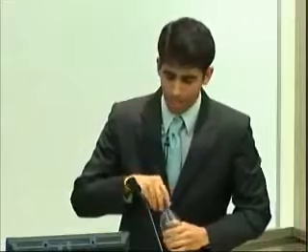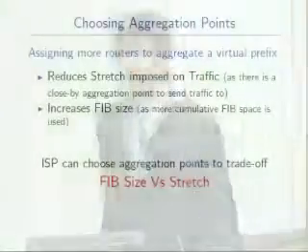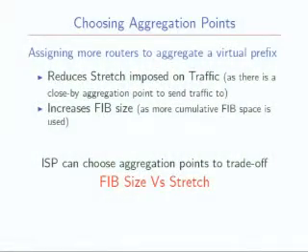Now, if you think about it, the choice of which routers aggregate a given virtual prefix is an important one. Because the more aggregation points you have, the less stretch you'll impose on traffic. On the other hand, the more aggregation points you have, the more cumulative FIB space you'll end up using. So there's a trade-off between FIB size and stretch. And the ISP can use its choice of aggregation points to tune this trade-off.